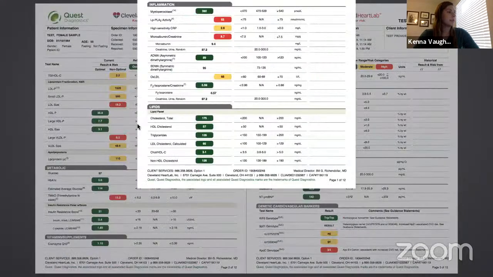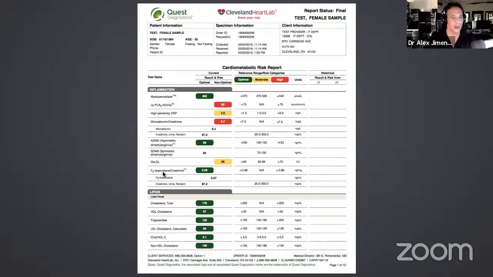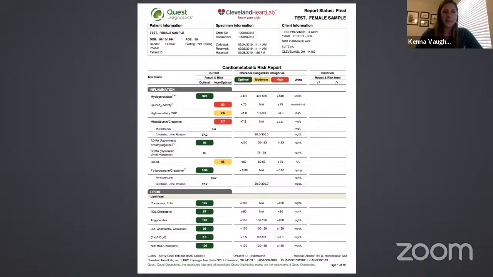I'll come back here to the inflammation side and I'll explain that in just a second. But I want to go through and just talk about what these are. When we're looking at these labs, we first want to look at the F2 isoprostane. It's going to be right down here. Yes, that one.